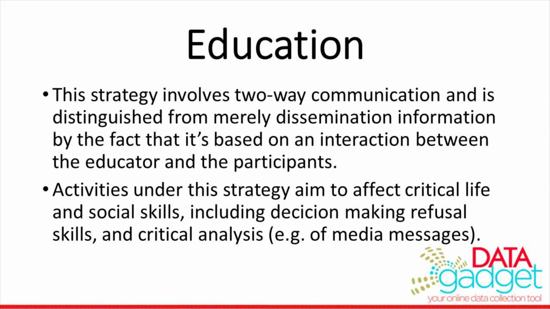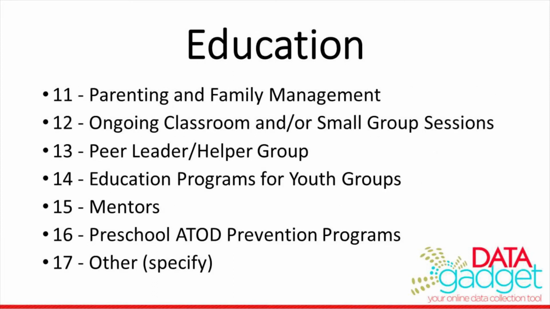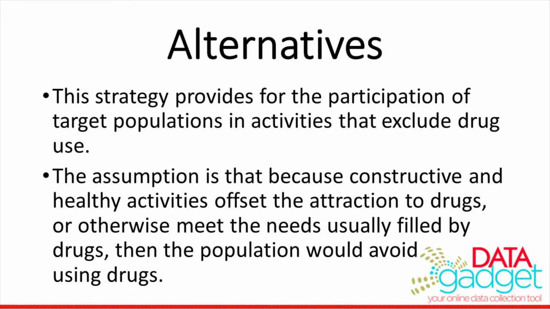Moving on to education, this strategy involves two-way communication and is distinguished from merely disseminating information by the fact that it's based on an interaction between the educator and the participants. Activities under this strategy aim to affect critical life and social skills, including decision-making, refusal skills, and critical analysis. An example of this would be media messages. And if you look on this side, you will see the options that Datagadget will give you if you select your intervention as education.